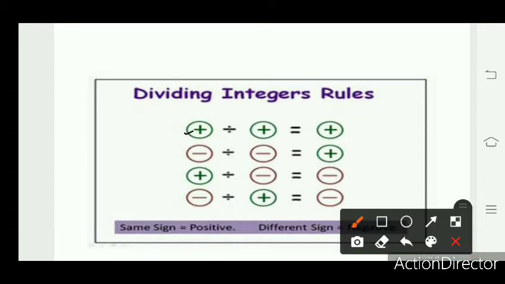So here we get the same sign, it means positive. Here same sign equals positive. These two signs are different, so here we get negative. Now these two signs are different, so we get negative. It means when the signs are the same, we get our quotient positive, and when the signs are different, we get our quotient negative.